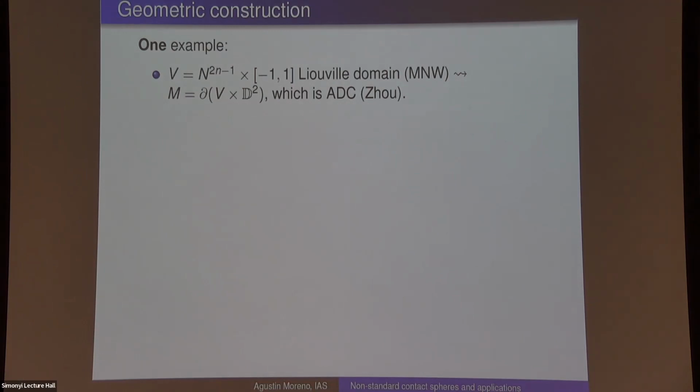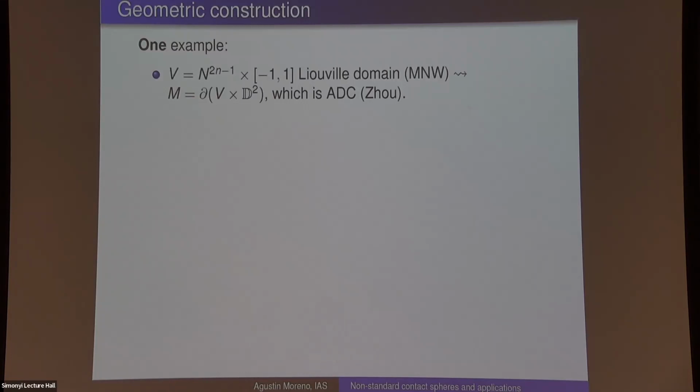So again, there's one geometric construction, and then you have to work harder. One example of this is the following. You take a Liouville domain, which is of the form manifold times interval. This exists by work of Massoni, Recurrent, and Wendl in n dimension. Dimension 3 was already known before. There are also examples in dimension 5 by Geiges and so on.